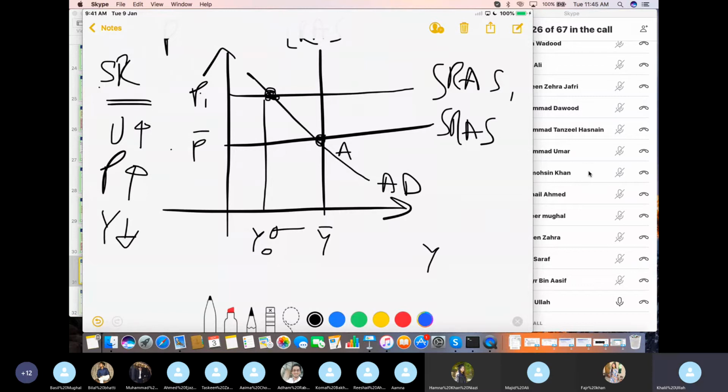In the short run, the economy moves from point A to B. What happens in the long run? It goes back to point A again. At point A again I will get a job again, and when I get the job, price levels are back to P bar, and GDP is back at Y bar.